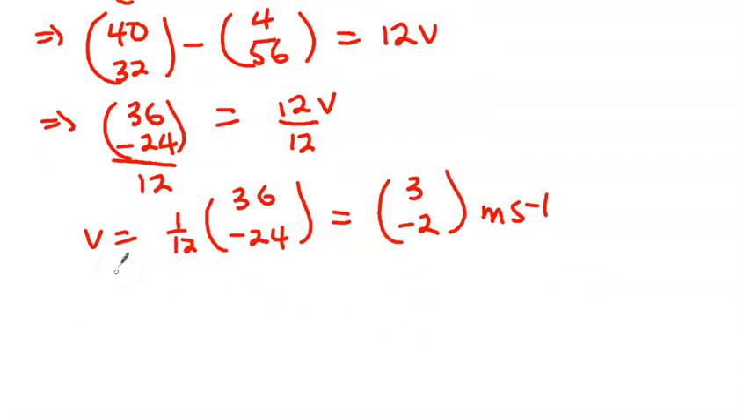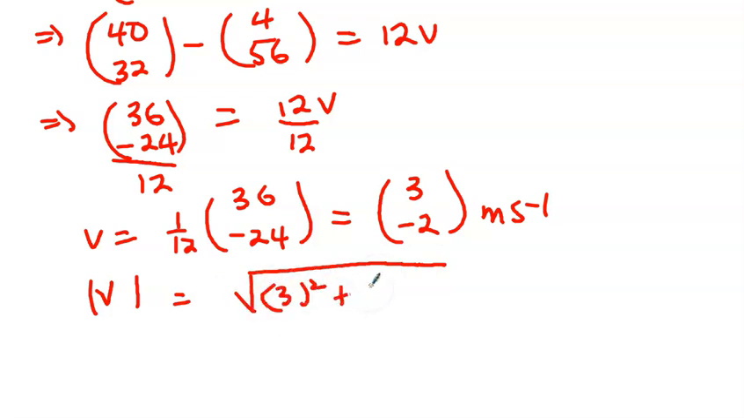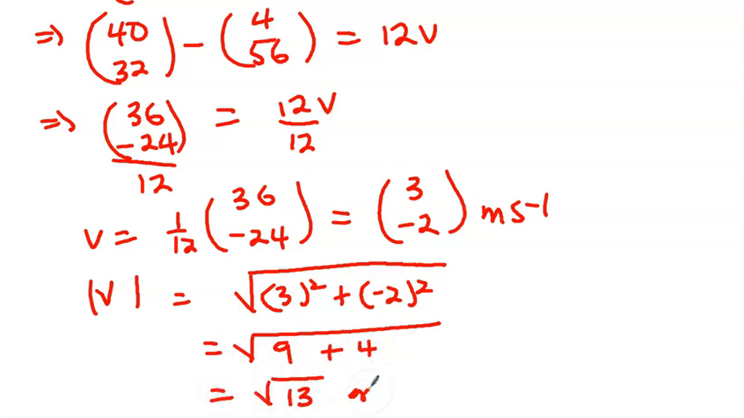We have to find the magnitude. So the magnitude of the common velocity is the square root of the x component squared plus the y component squared. And this is giving us 3 squared is 9, minus 2 squared is 4. So we have square root of 13, or if you want to change it to decimal, 3.6 meters per second. So the common velocity is 3, minus 2.